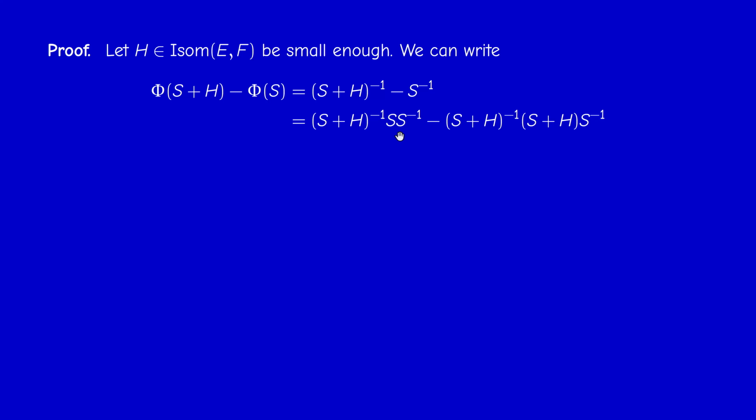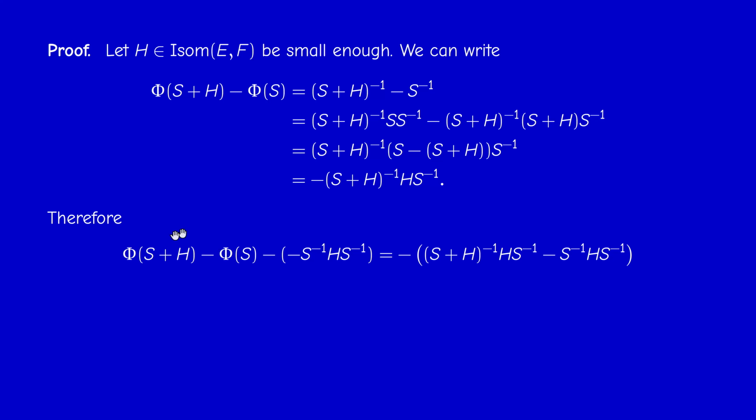Now, I notice that there is a common factor here. S plus H minus 1 is a common factor, so I can factor by it. And I have to the right S minus 1, so I can factor by S minus 1. So double factorization gives me S plus H minus 1 to the left and S minus 1 to the right. And in between, we have S here and S plus H here. And the difference is, of course, minus H. Now, by linearity, I can put the minus H outside, because everything is linear. And that's it.